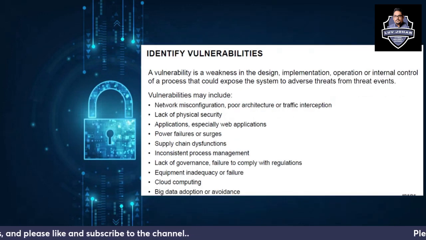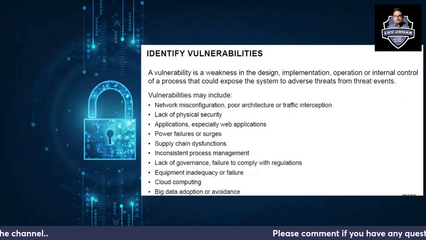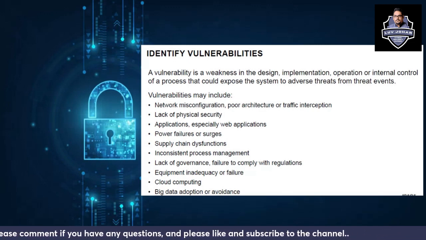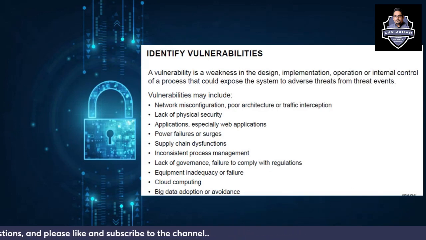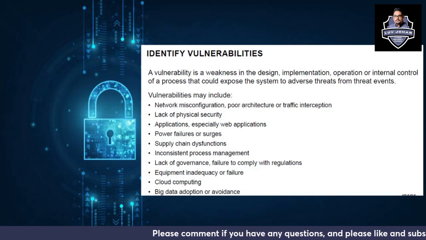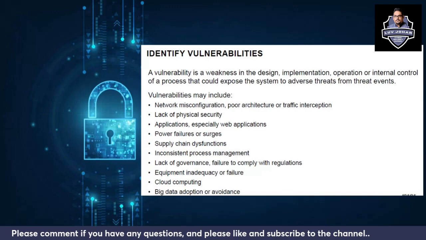Then coming to identifying the vulnerabilities. A vulnerability, as we have already discussed, is a weakness in the design, implementation, operation, or internal control of a process that could expose the system to adverse threats from threat events. So it's basically a weakness. Lack of physical security could be one. If you do not have physical security at the data center, anybody can walk into the data center and access your servers physically. That is a big loophole, again a vulnerability.